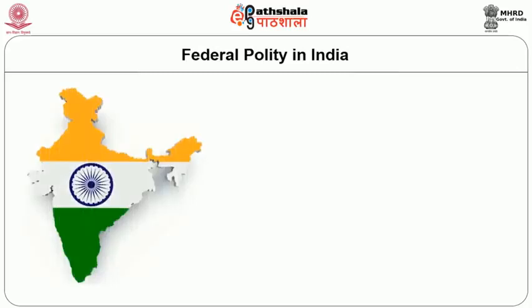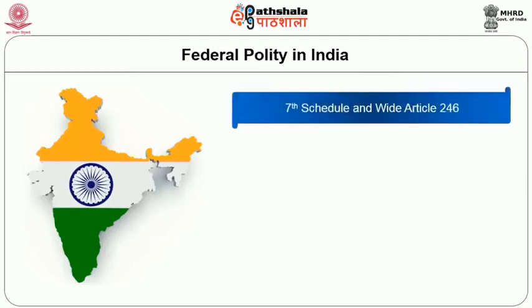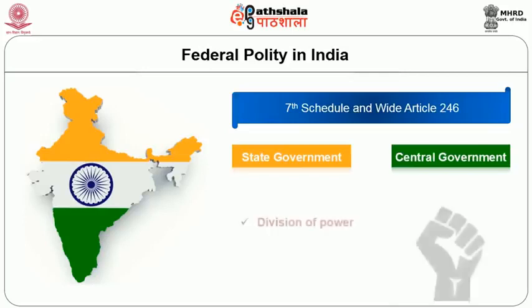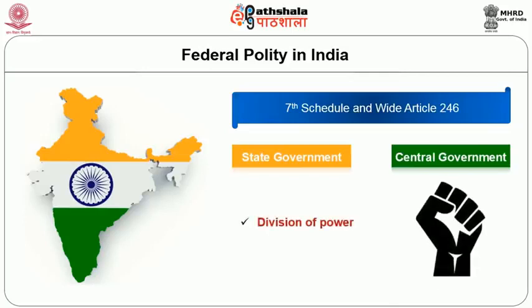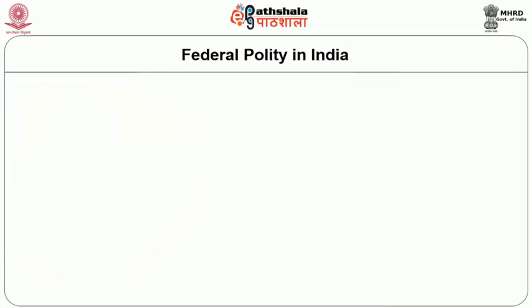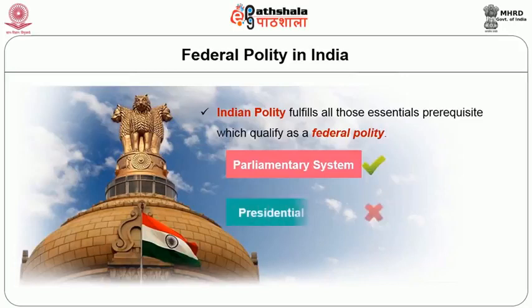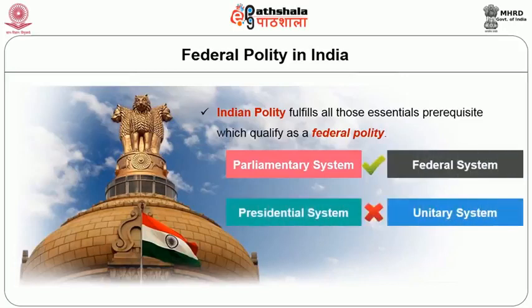In India, we have a federal polity, and as we all know, there is a 7th Schedule and Article 246 which distribute the subjects under the jurisdiction of the state government as well as the central government. Division of power, obviously, I have told you, and also we have an independent judiciary. So, Indian polity fulfills all those essential prerequisites which qualify it as a federal polity. So India can be considered as a parliamentary federal polity. We have a parliamentary system and not the presidential system. We have a federal system and not a unitary system.